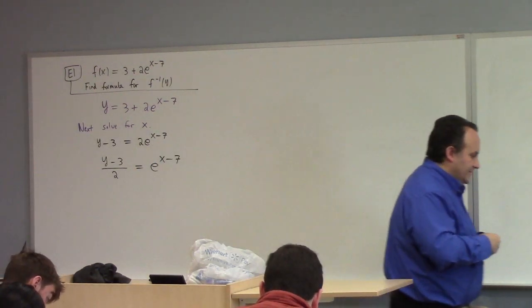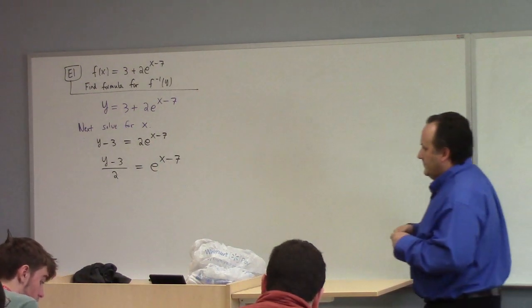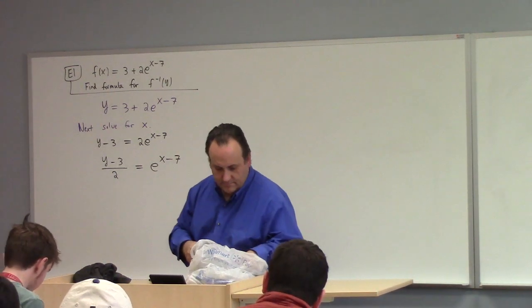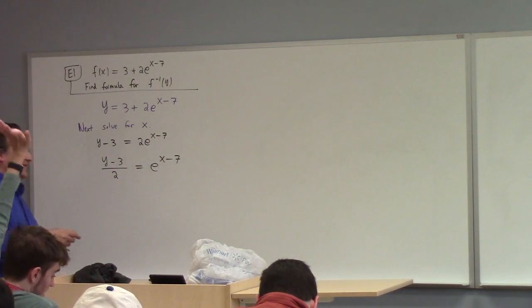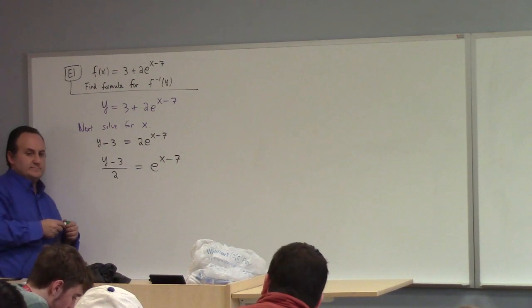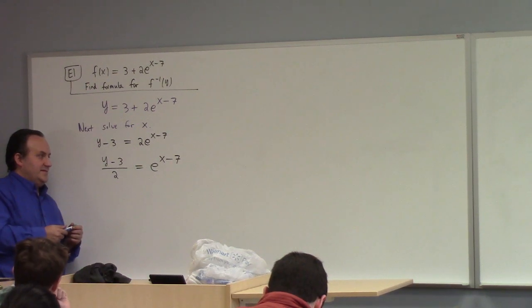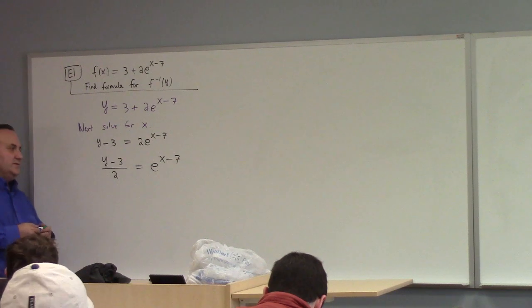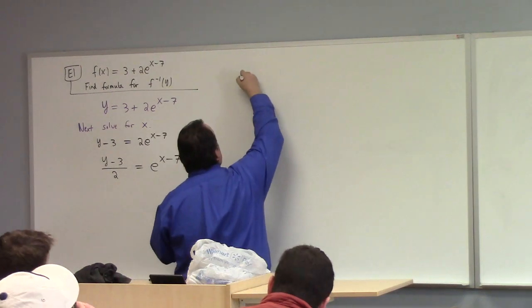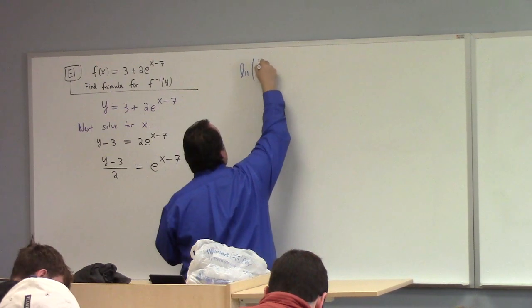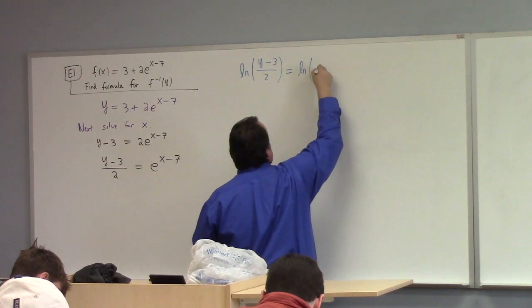All right, now how do I get that x out of the exponential? What do I want to do here now? Yes, Michael, the log. The log base e of both sides? I think that sounds like a good idea. So what we should do is take the natural log of this equation. We take the natural log of y minus 3 over 2 is equal to the natural log of e to the x minus 7.